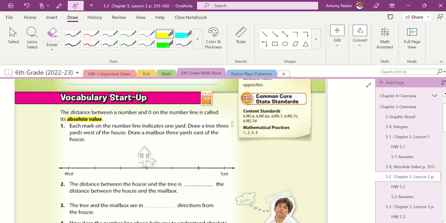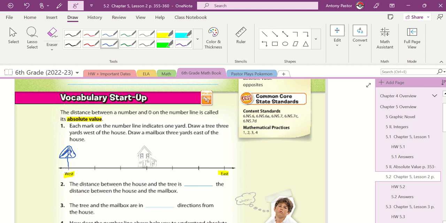Draw a tree 3 yards west of the house. Draw a mailbox 3 yards east of the house. Now, east is this direction. West is this direction. They want us to draw a tree 3 yards west of the house. So 1, 2, 3. And there's my tree. It's not pretty. It is what it is.